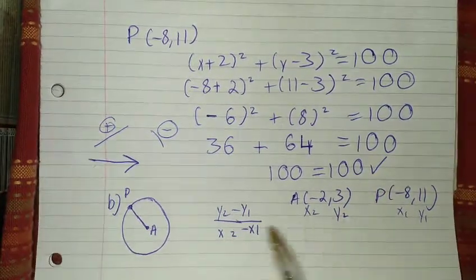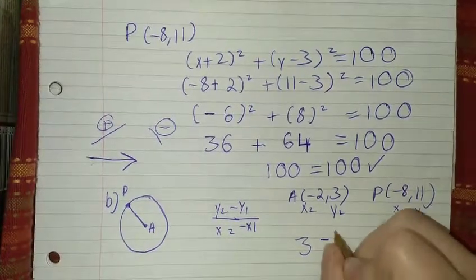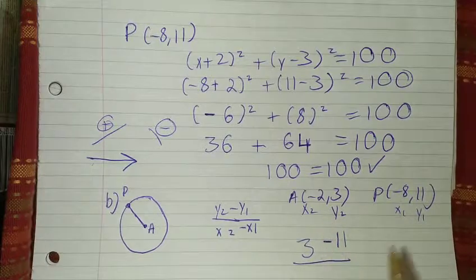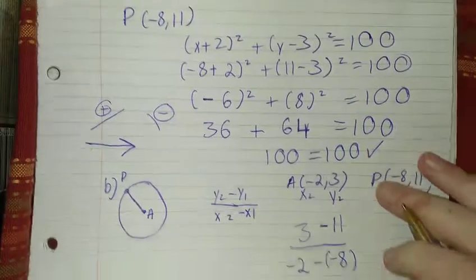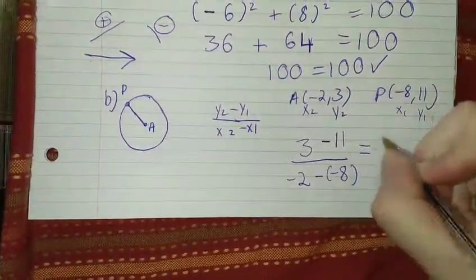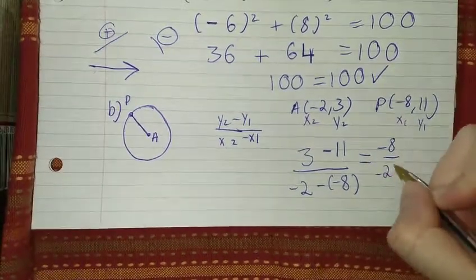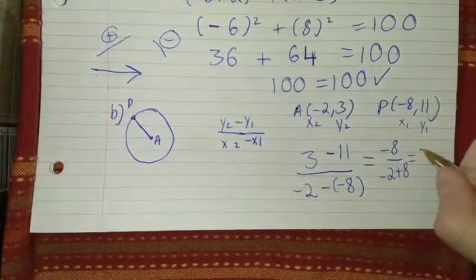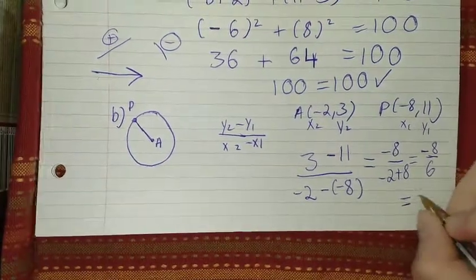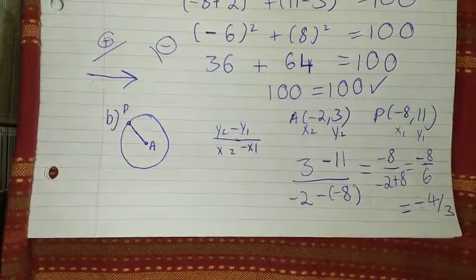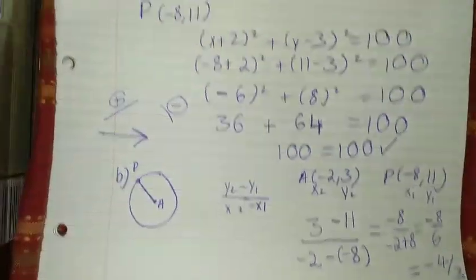So it's going to be y2, which is 3, minus y1, which is 11, over x2, which is −2, minus x1, so minus −8. That's −8 on the top, and on the bottom it's −2 plus 8, so that'll be −8 over 6, and if I break that down, it'll be −4 over 3. So the slope of my radius AP is −4/3.